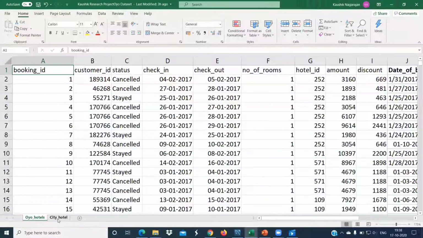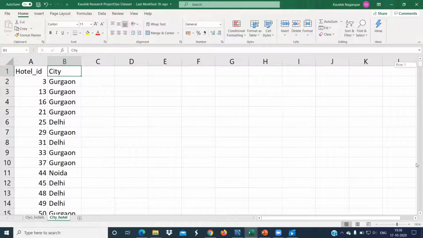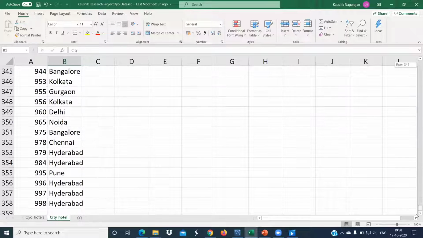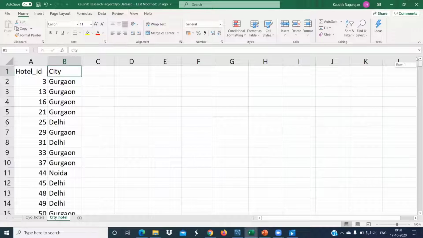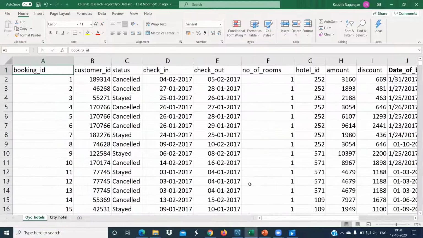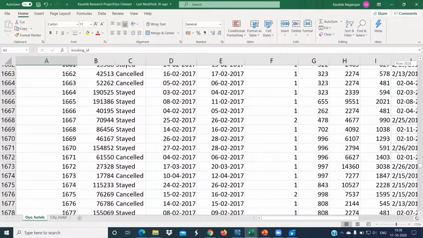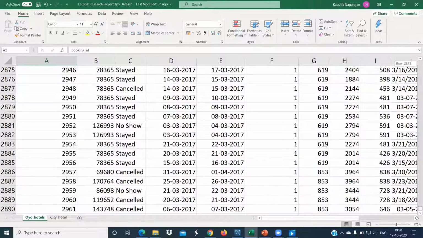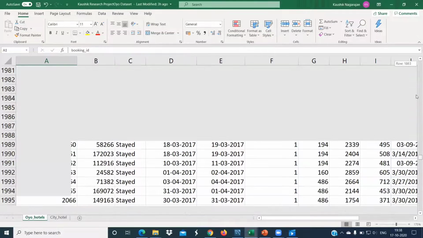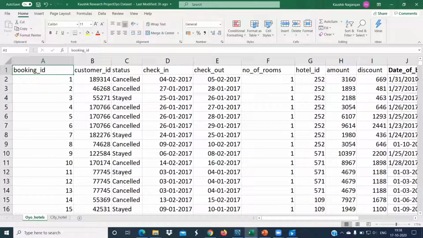So the city hotel consists of nearly 357 rows. So 358 rows. So this table can be imported using table data import wizard. Whereas we can see that the OYO hotels dataset is a lengthier one, which consists of 2890 rows. So this table is ideal to be imported using the command prompt method.